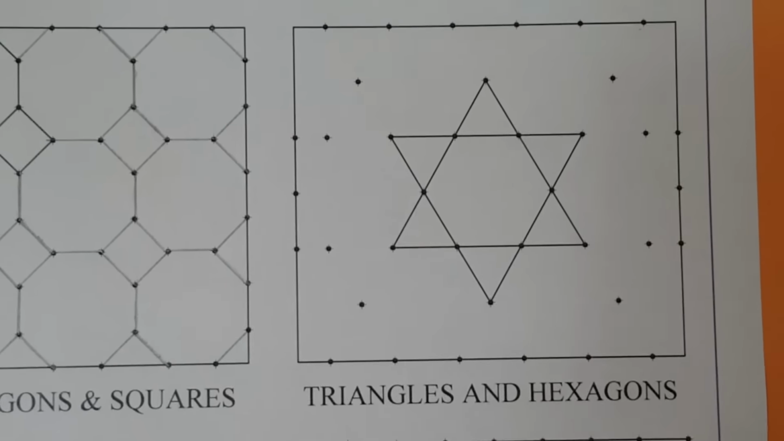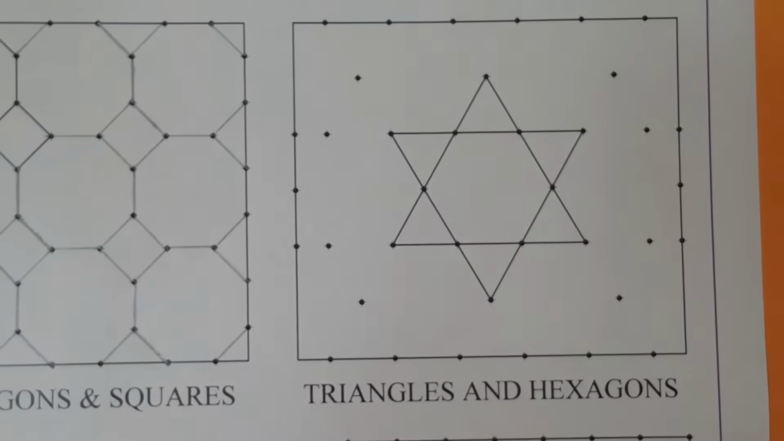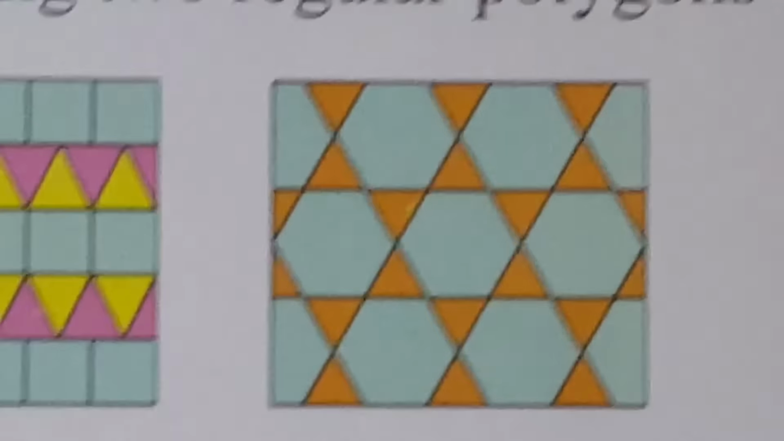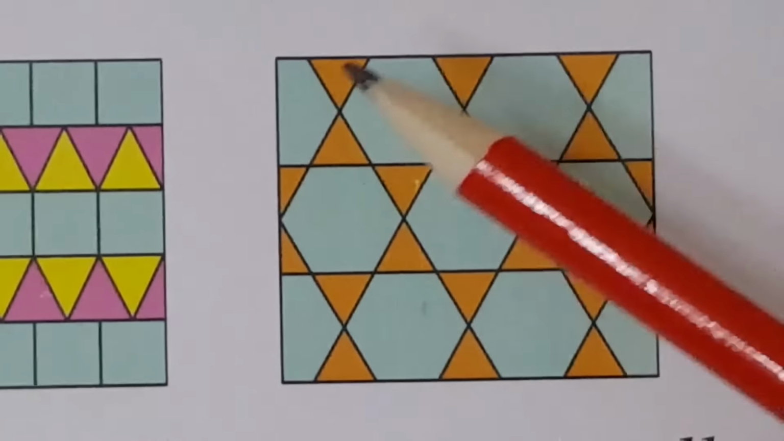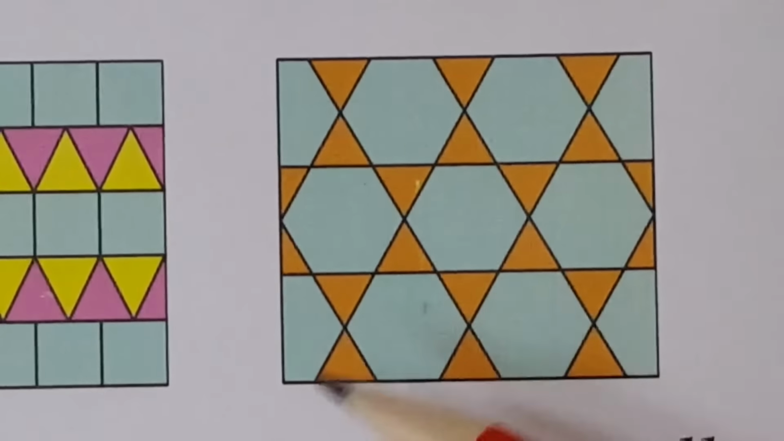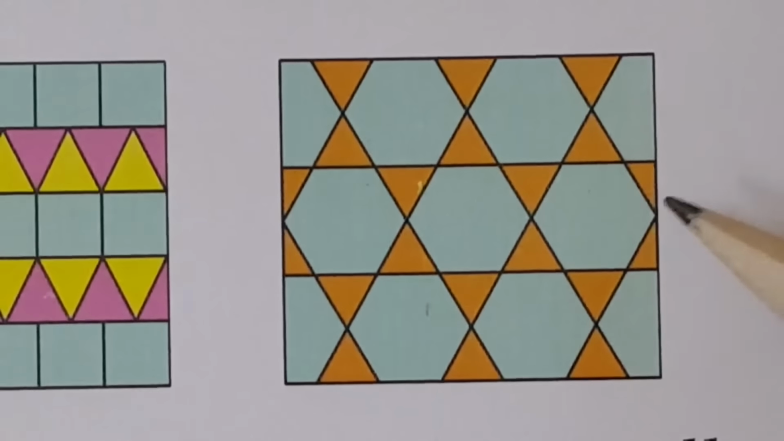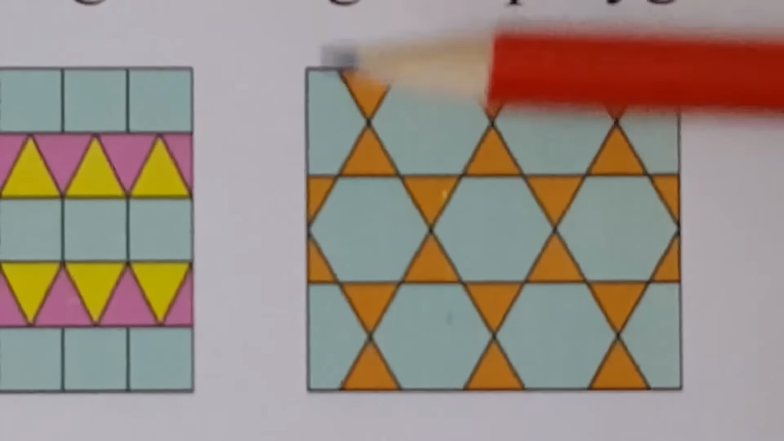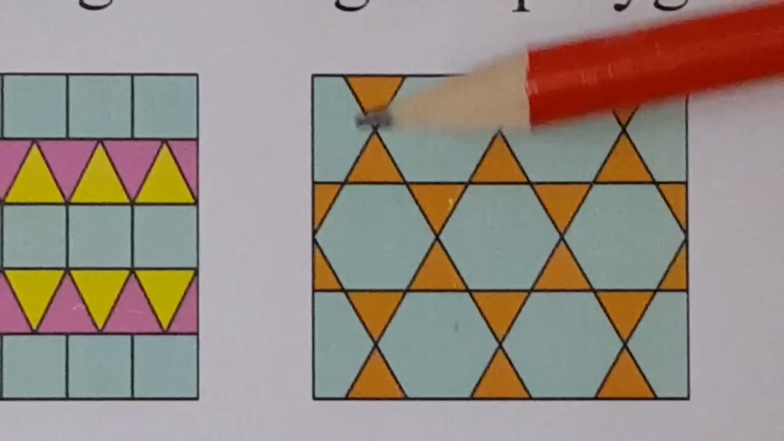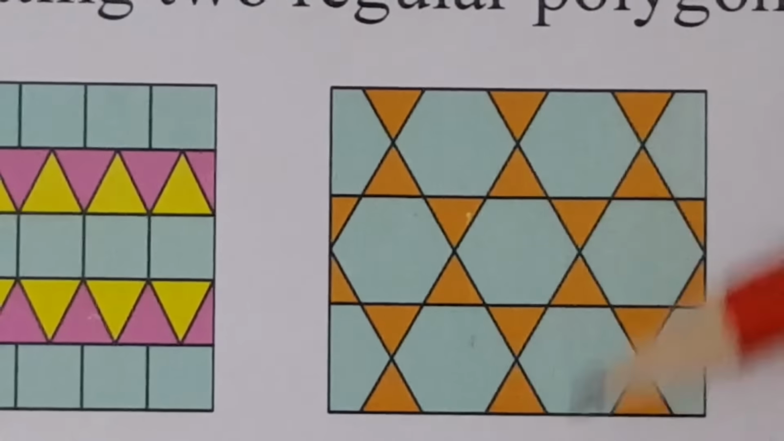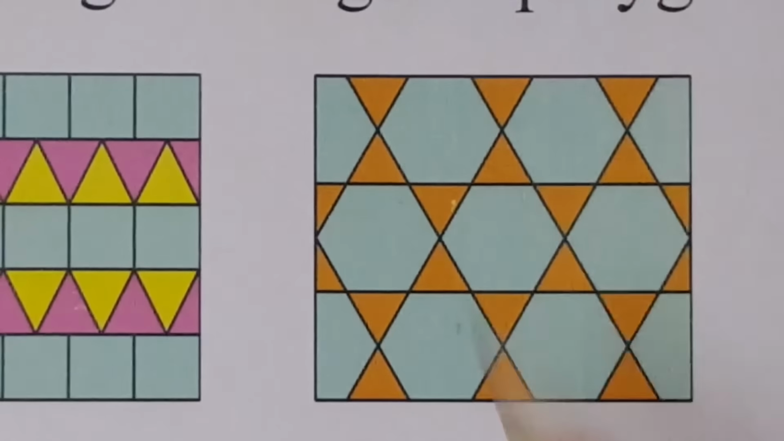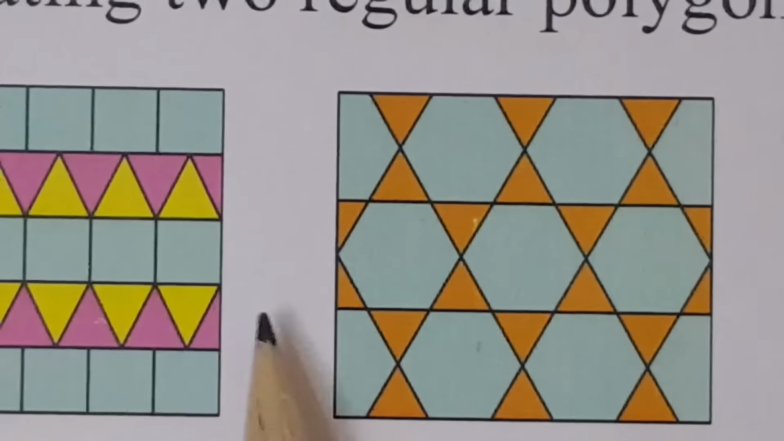The next tessellation is made up of triangles and hexagons. Now let's take a look at the reference image. Now I can already see that this tessellation is made up of 60-degree diagonal lines going in both directions. And we also have those two horizontal lines in the middle.